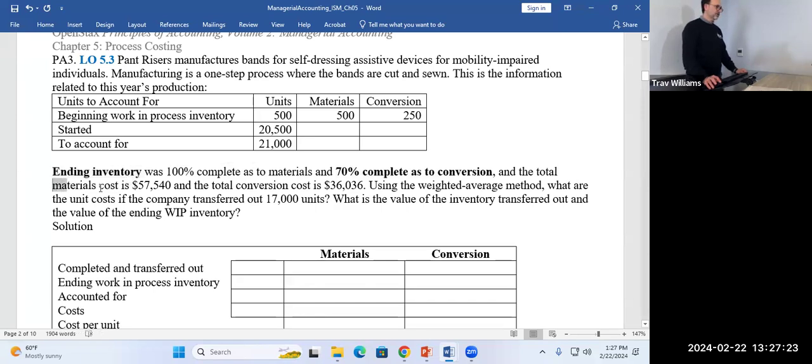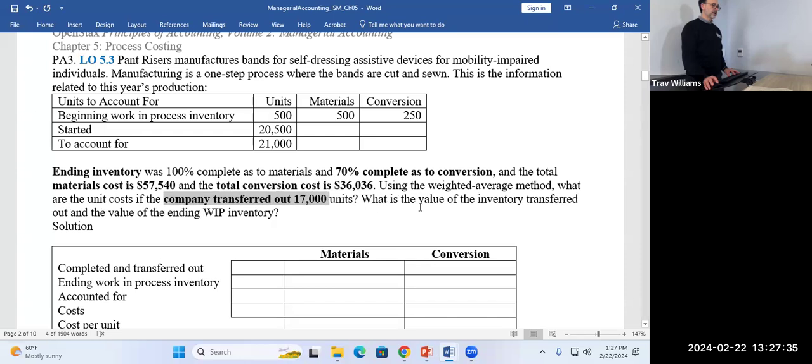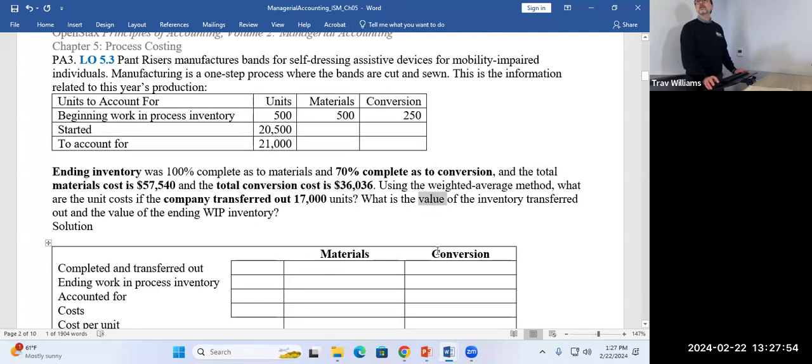We have the total materials cost. We have the total conversion cost. The company transferred out 17,000 units in this scenario. What is the value of the inventory transferred out and the value of the ending inventory? Okay. So up here, this information is all units, but we're being asked about value. So we have to figure out the costs.